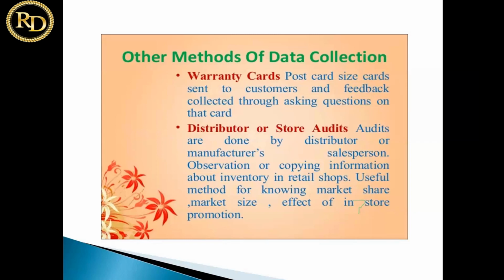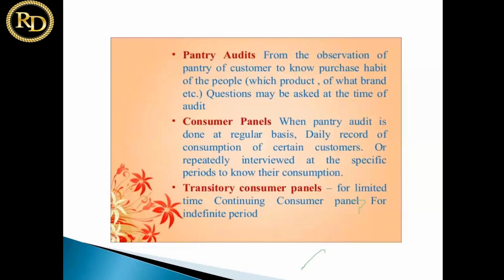Observation or copying information about inventory in retail shops. Useful method for knowing market shares, market size, effect of the store promotion. So such type of information may be collected from the store audits. Now, pantry audits. From the observation of pantry of customers to know purchase habit of the people, which product of what brand, etc. are preferred by the persons. So questions may be asked at the time of audit.